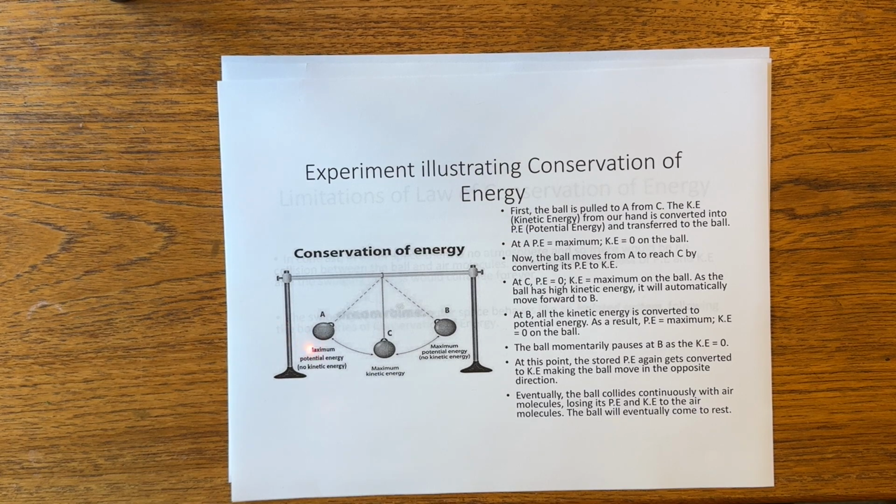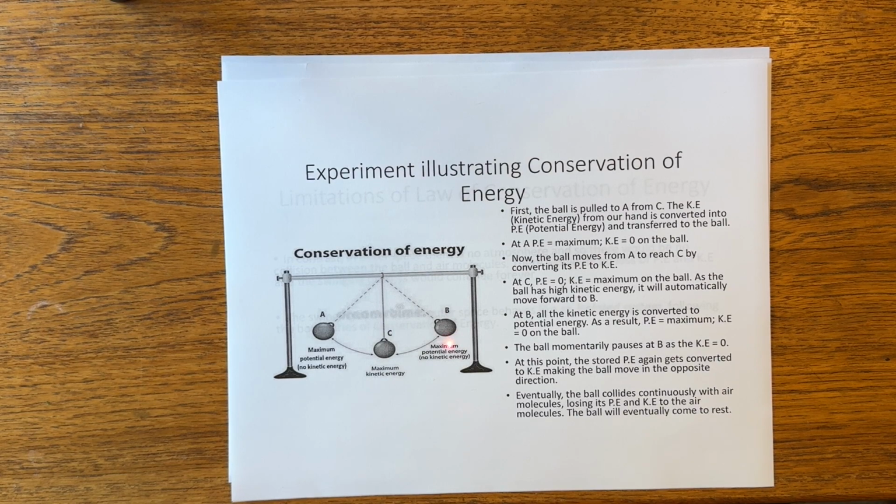So for example, the ball is pulled to A from C. The kinetic energy from our hand is converted into potential energy and is transferred to the ball. At point A, the potential energy is the maximum and the kinetic energy is 0. Now the ball moves from A to C, converting the potential energy to kinetic energy. From C, where the potential energy is 0 and kinetic energy is at the maximum, the ball keeps moving because of its kinetic energy, and moves to point B.